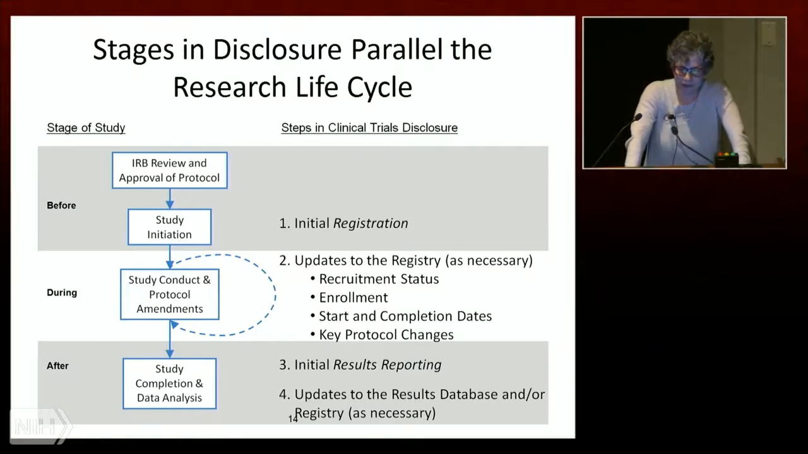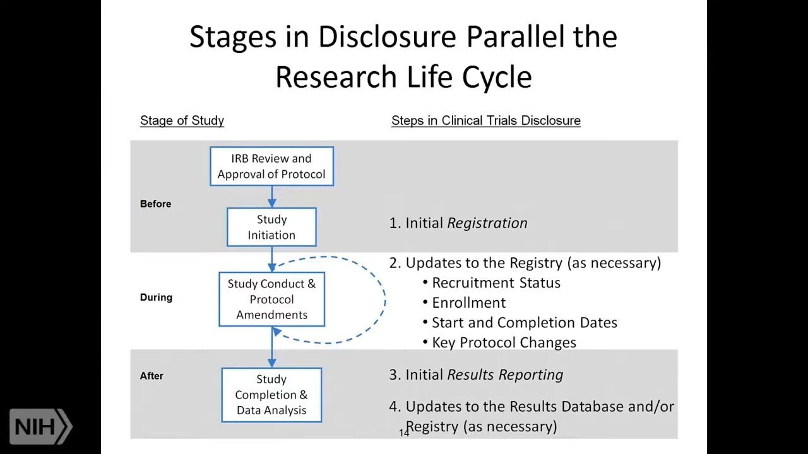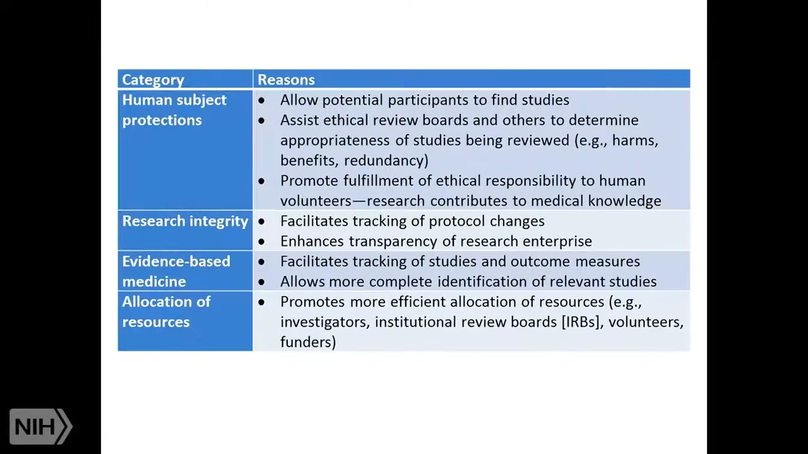This is just to point out that there are stages in the disclosure that parallel the research life cycle. So if you think about the research study on the left, starting with IRB review and approval of the protocol, all the way through to study completion and data analysis, you can see that you have to keep up your ClinicalTrials.gov record, if you will, at all stages, starting with initial registration, to updating the registry as needed, finally summary results reporting, and then any updates to the results database as necessary.